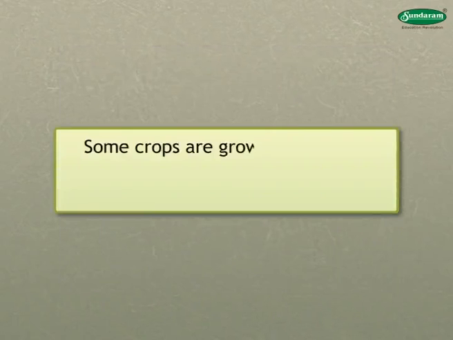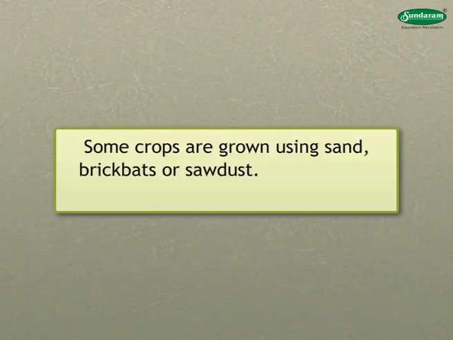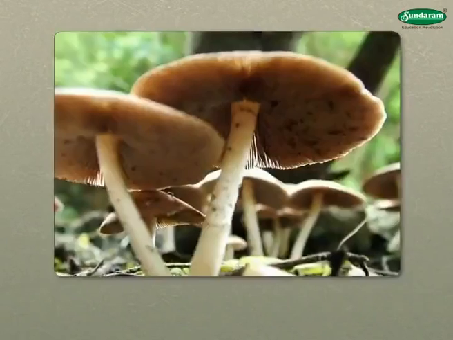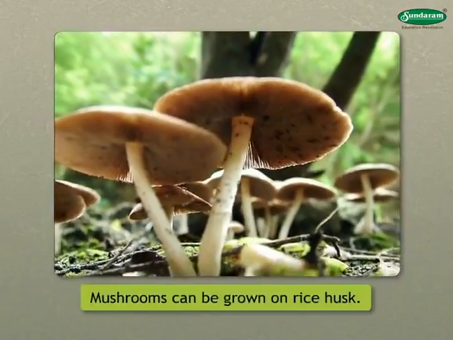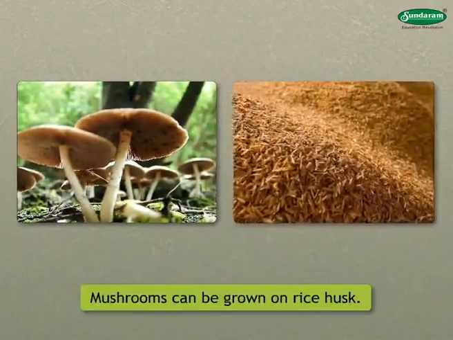Some crops are grown using sand, brickbats or sawdust. This is called soil-less agriculture. We also know that mushrooms can be grown on rice husks.